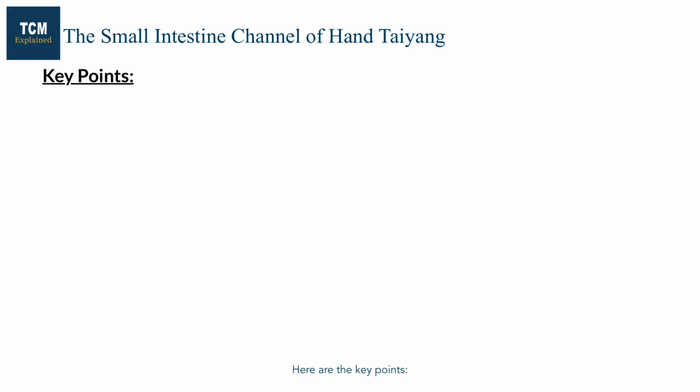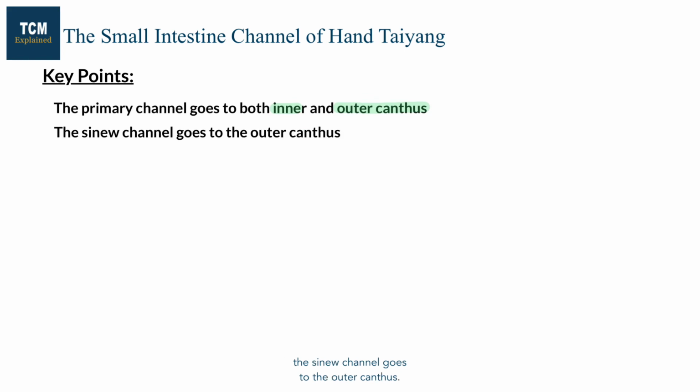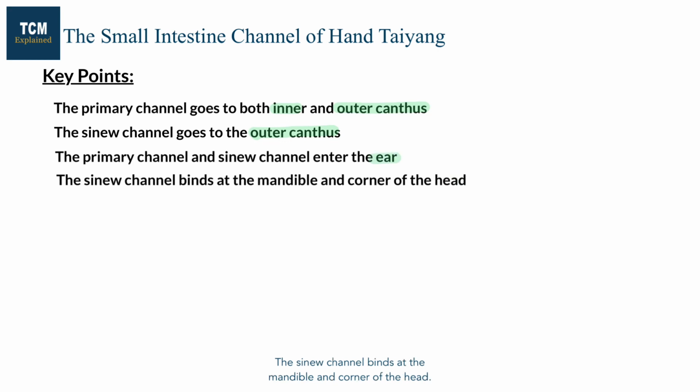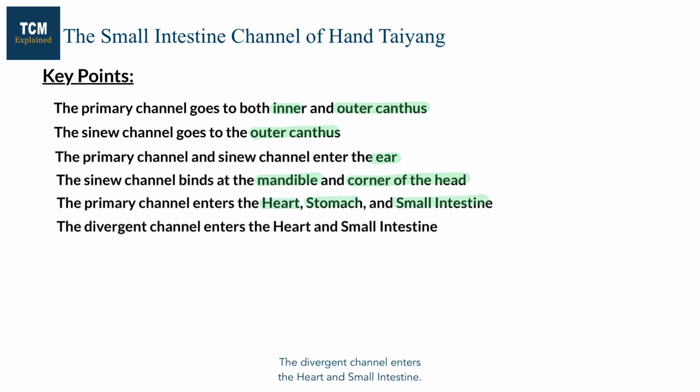Here are the key points. The primary channel goes to both inner and outer canthus. The sinew channel goes to the outer canthus. The primary channel and sinew channel enter the ear. The sinew channel binds at the mandible and corner of the head. The primary channel enters the heart, stomach, and small intestine. The divergent channel enters the heart and small intestine.